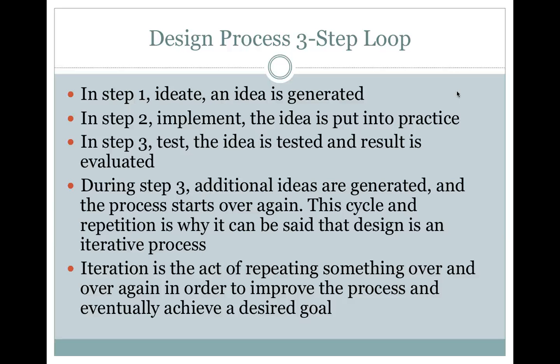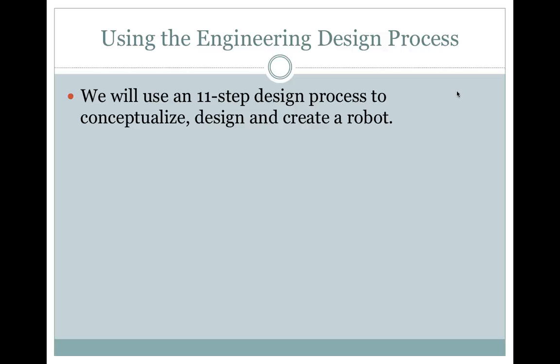Iteration is the act of repeating something over and over again in order to improve the process and eventually achieve the desired goal. Using the engineering design process, we will use an 11-step design process to conceptualize, design, and create a robot.